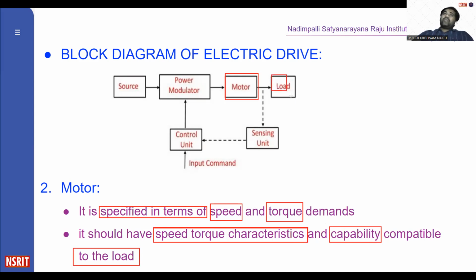Suppose the load is desired for a specific task, for a specific torque. The load torque and motor torque should be matched. The motor torque should not be less than the load torque.